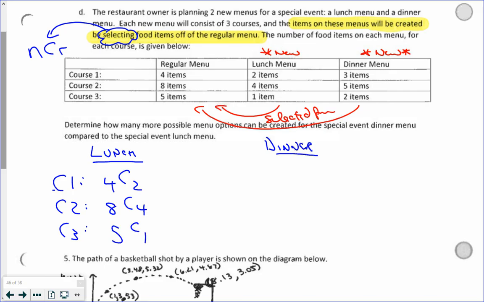Now, when you eat off of this menu, remember it said you have to eat all 3 courses. So you're going to eat course 1 and course 2 and course 3. You're going to have a 3-course meal. And means times. So you're going to go 4 choose 2, times 8 choose 4, times 5 choose 1. And yes, this is annoying to plug in. Okay.